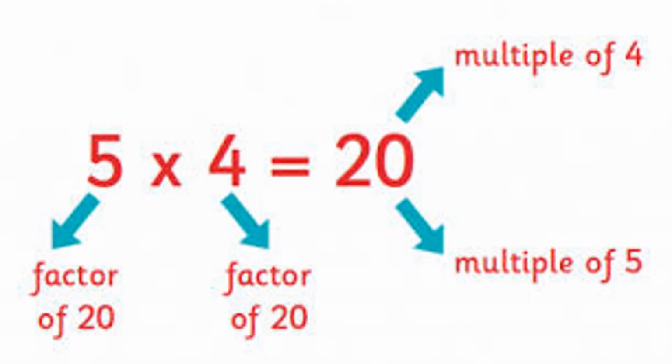See one more example. 5 into 4 is equal to 20. 20 is a multiple of 4 and a multiple of 5. 5 and 4 are the factors of 20.